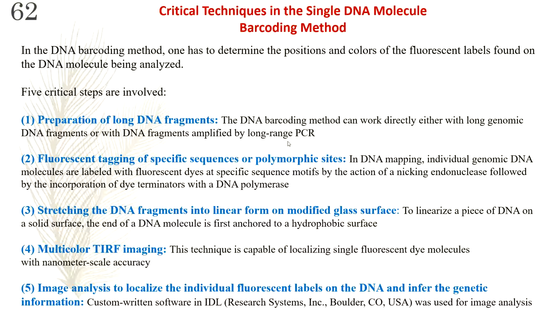And apart from that, people also use Cy3 and Cy5 fluorophores. Cy3, you know, gives a green fluorescence, right? And Cy5 gives a red fluorescence. And these fluorophores are used to label these sequence motifs or the SNP polymorphic sites. Okay.